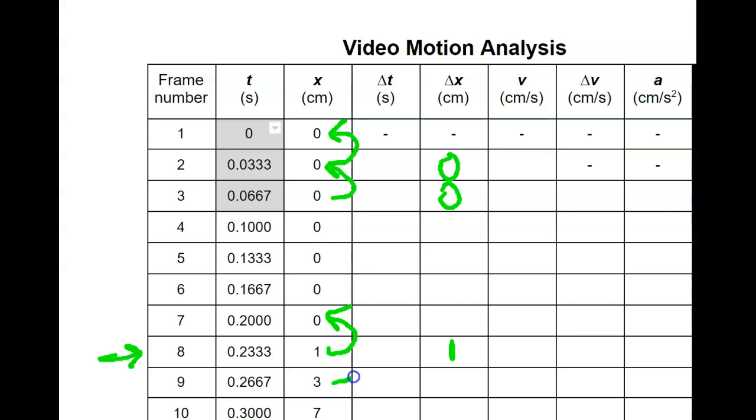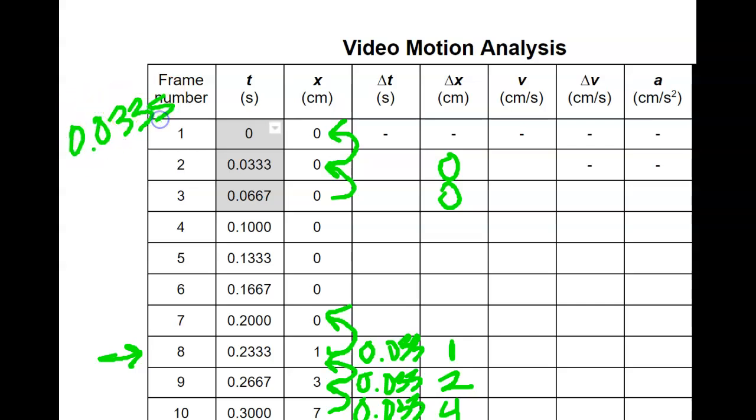At time 9, it's going to be 3 minus 1. It's going to give me 2. And at time 10, 7 minus 3 is going to give me 4. Now I should have found that all of my change in times were 0.033 seconds, all the way down that column there. These are all going to be zeros.